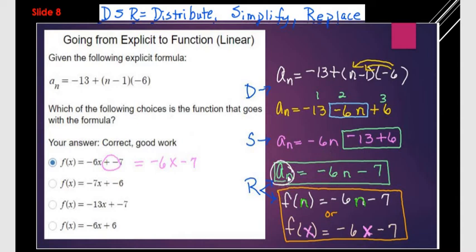Now replace. The a sub n is f of n. Make sure that whatever variable you use here, it's the same as right here. So if you put f of x, it must be x right here. Now, this is your correct answer. A positive times a negative will give you a negative. So this is the same thing as saying -6x minus 7.